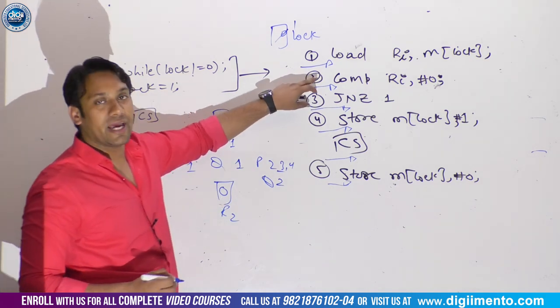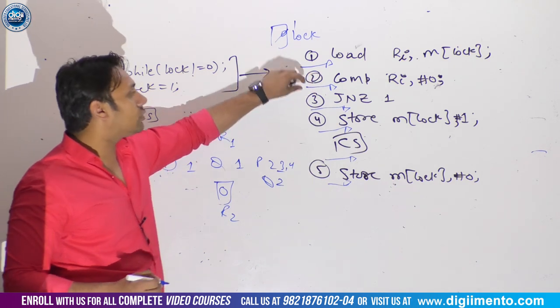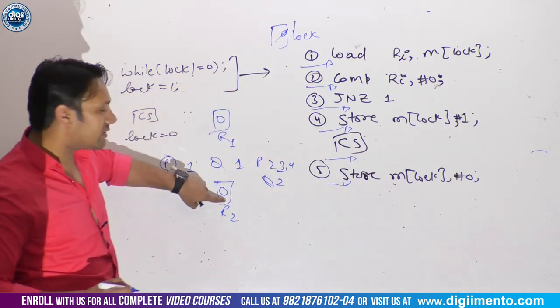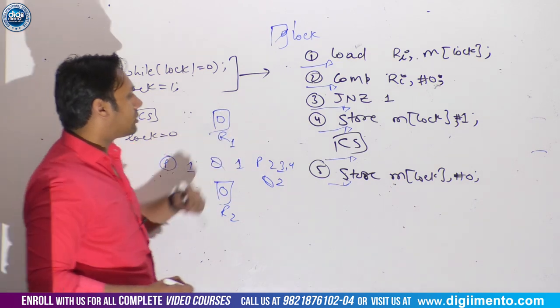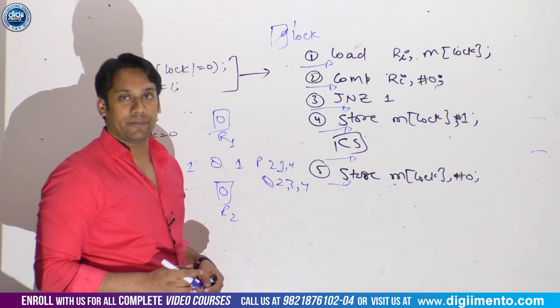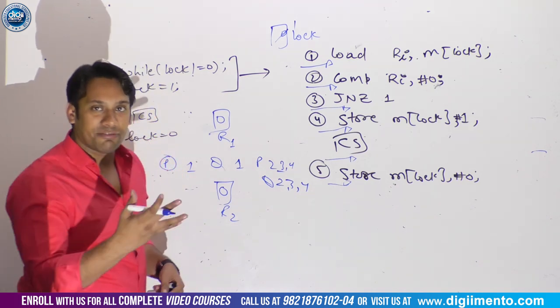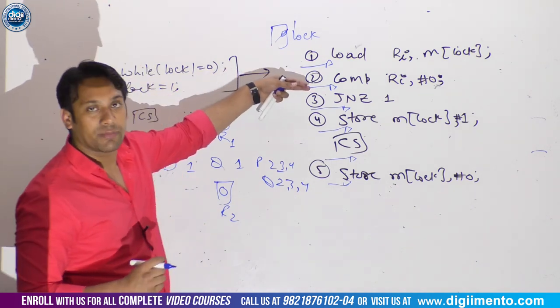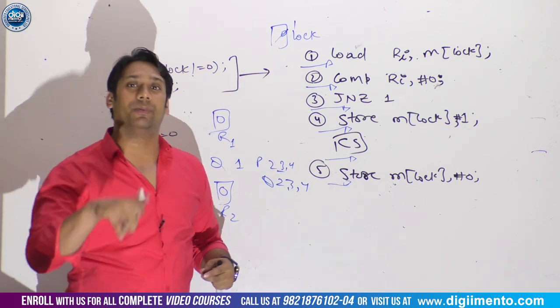Process Q can also compare this value, and after this process Q can also see that the lock had value 0. So process Q can also execute line number 3 and line number 4, right? So there is a failure here. Why is there a failure? Because after each of these statements, after every statement, we can have preemption.